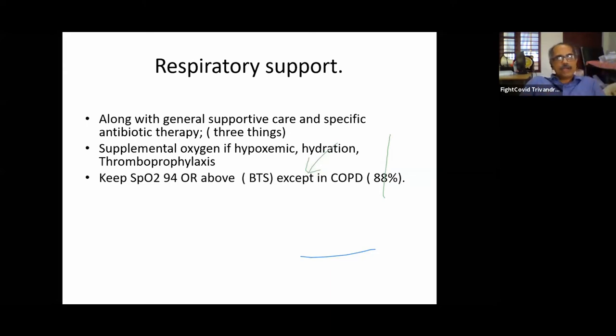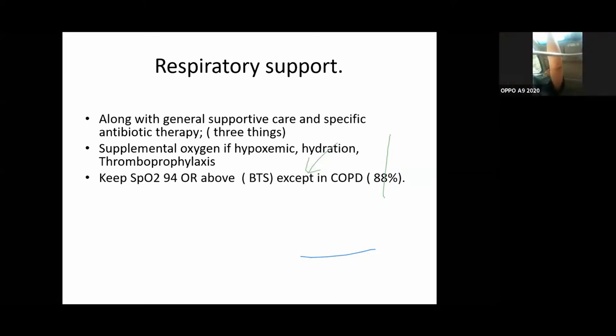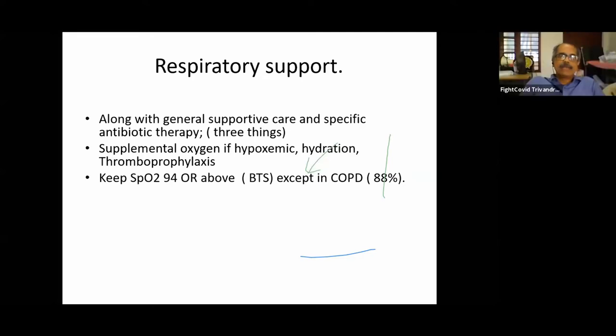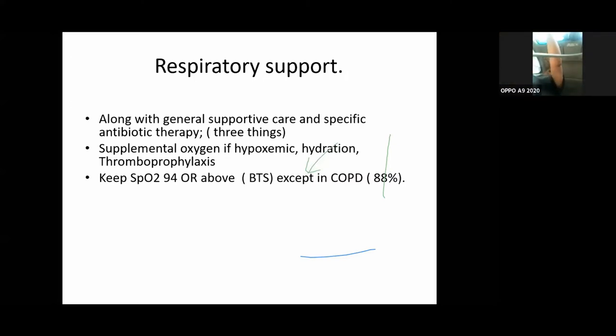So, what about the respiratory support? Along with the general supportive care and specific antibiotic therapy for a community-acquired pneumonia, three things we have to give. Supplemental oxygen if the patient is hypoxemic, hydrate properly, and if the patient is immobile and admitted in the ICU or high dependency unit, consider thromboprophylaxis also. These things are essential in addition to the specific antibiotic therapy. Keep saturation at least 94 or above, except in COPD patients where we can accept a lower saturation around 88%.